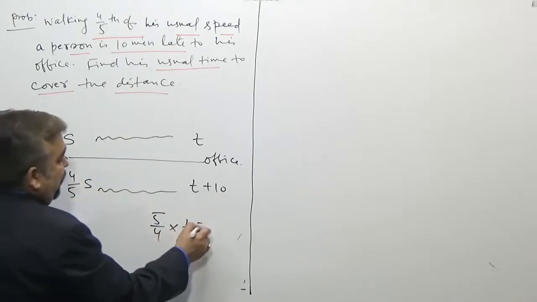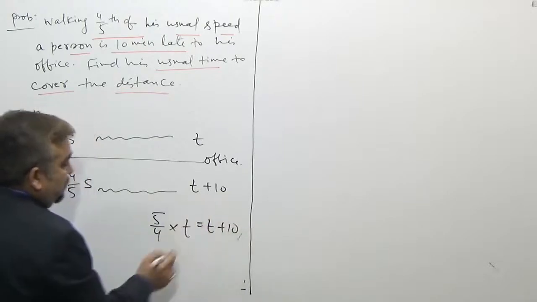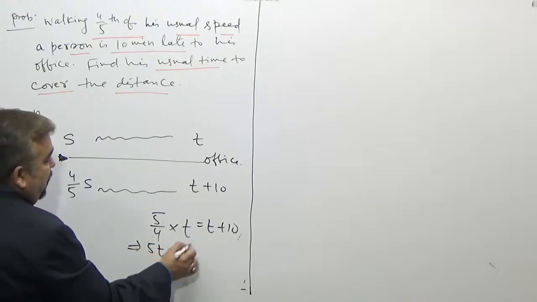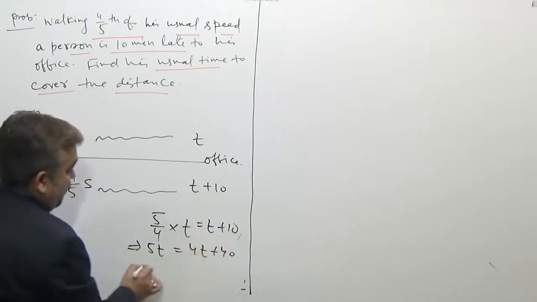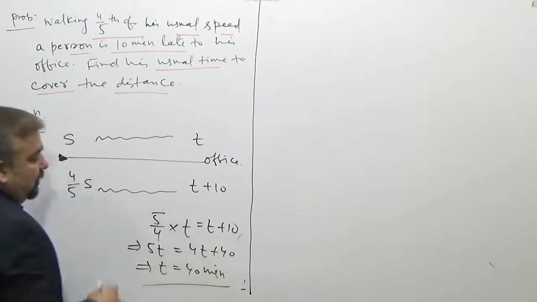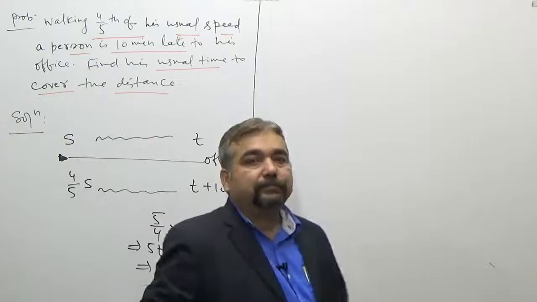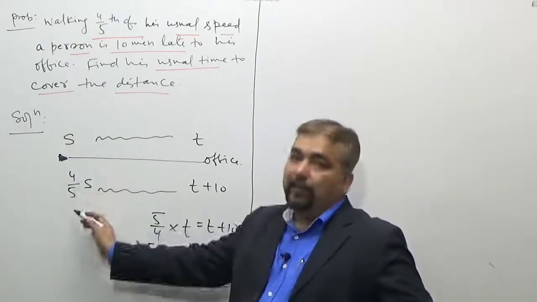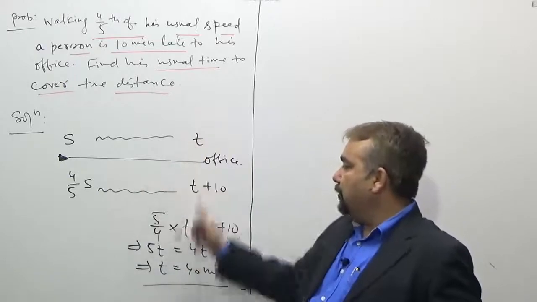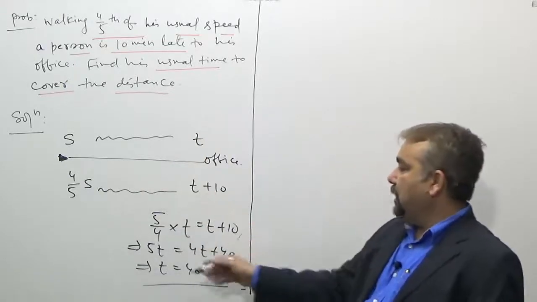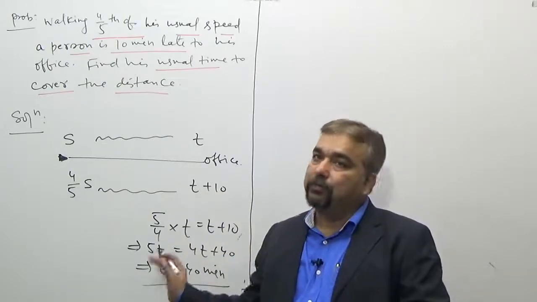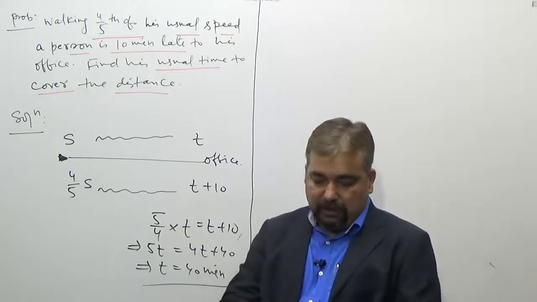5/4 t equal to t plus 10. Now solve this. This is 5t equal to 4t plus 40, and that is t equal to 40 minutes. That is the normal time. The speed becomes 4/5, decreases, so time will increase just inverse, 5/4 of this normal time, which is equal to t plus 10, and so we have got the normal time as 40 minutes. I hope you understand this. Now see the next problem.